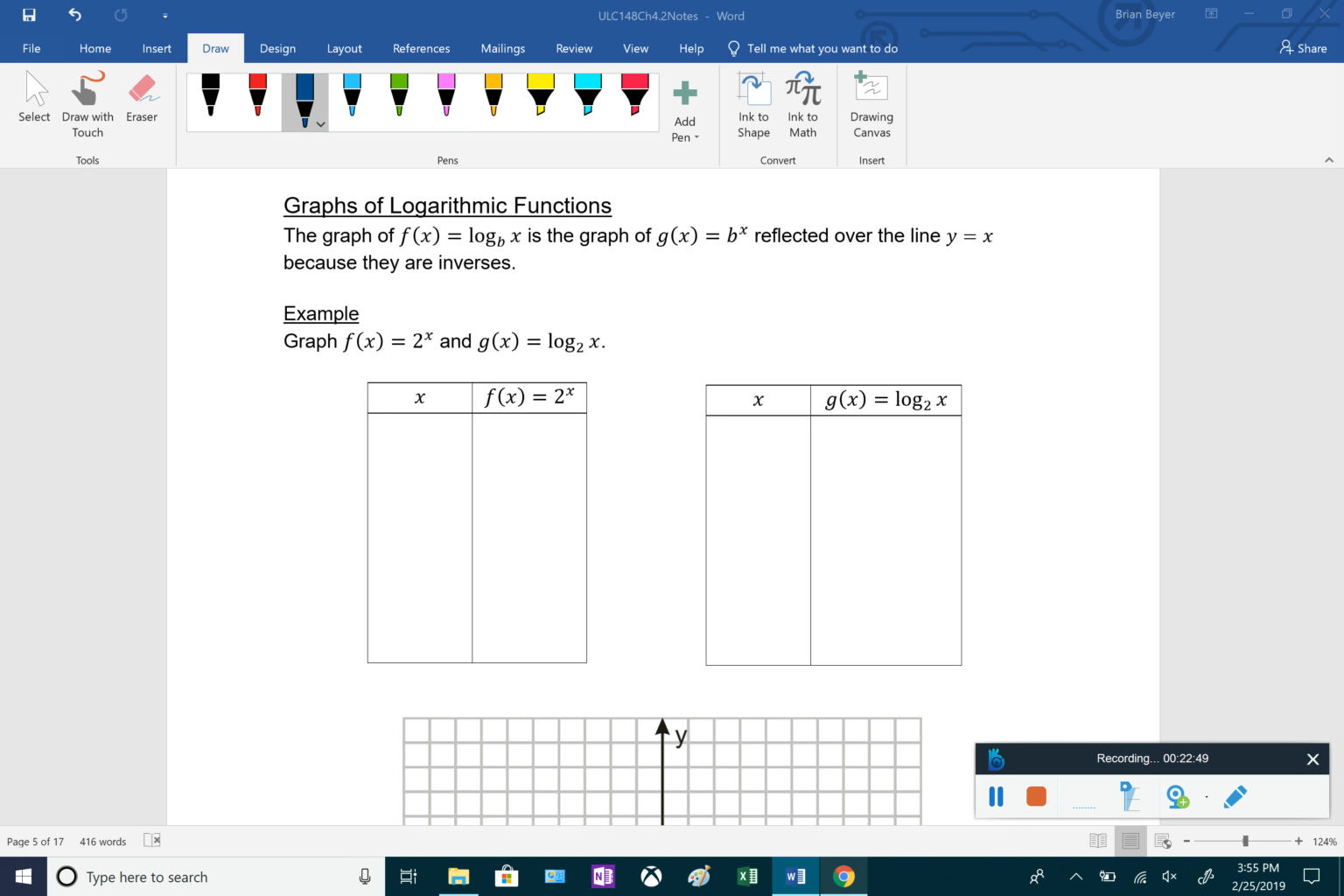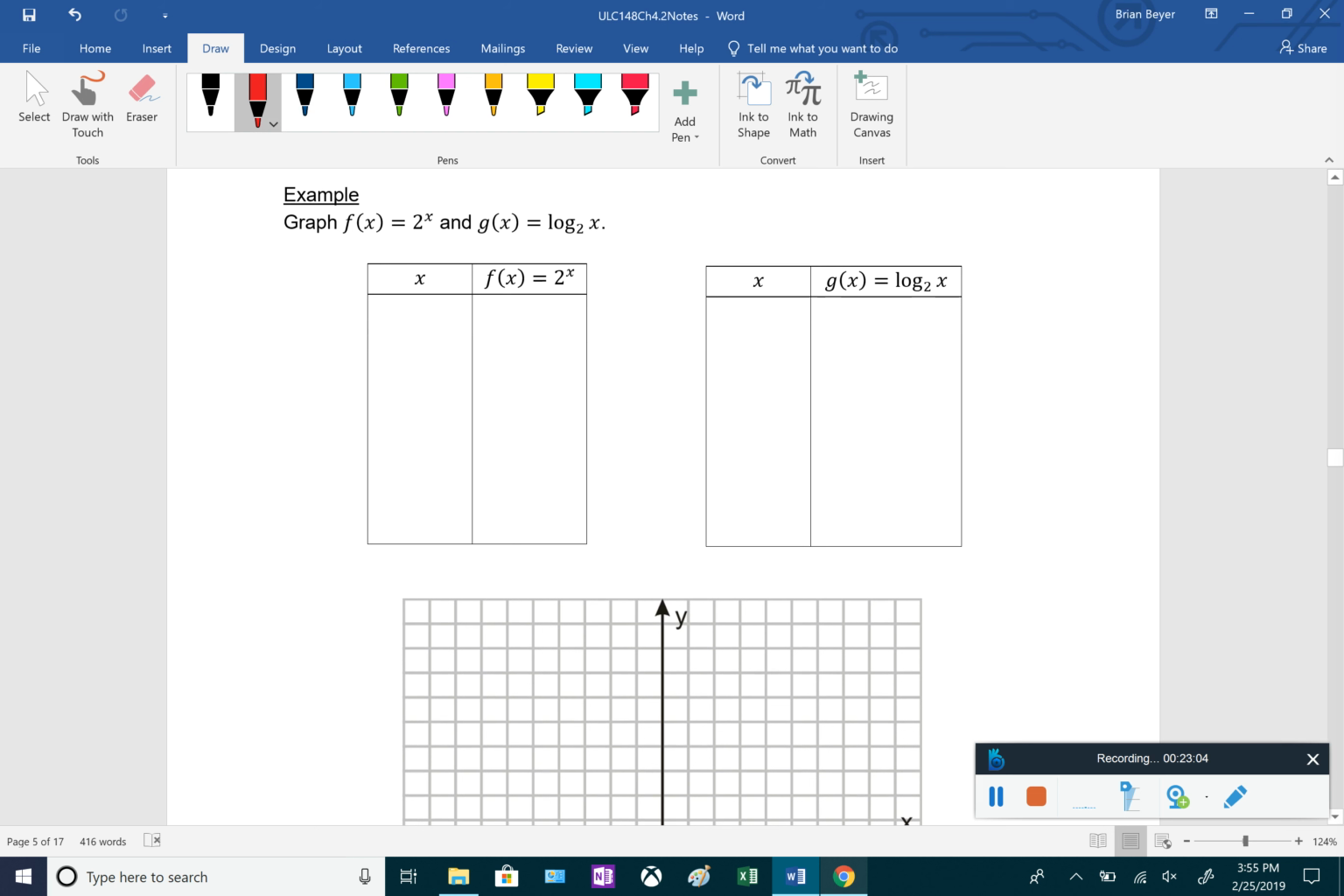So let's graph f of x, which is 2 to the x, and g of x, which is log base 2 of x on the same set of axes to see what that looks like. So I set up these tables. So for this first table here, for 2 to the x for the exponential, I'm going to plug in some values. I'm going to plug in -2, -1, 0, 1, and 2.